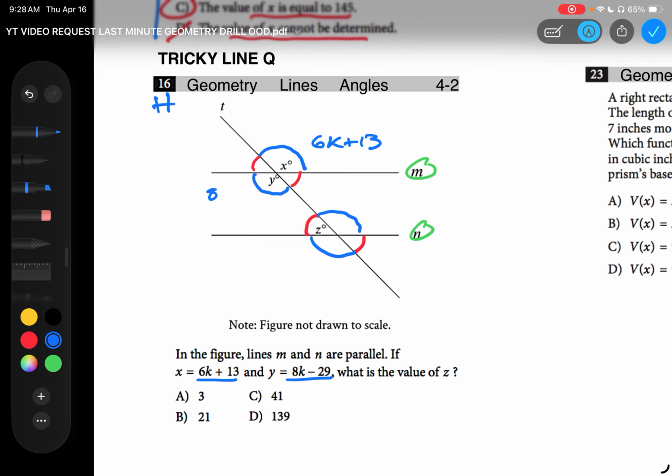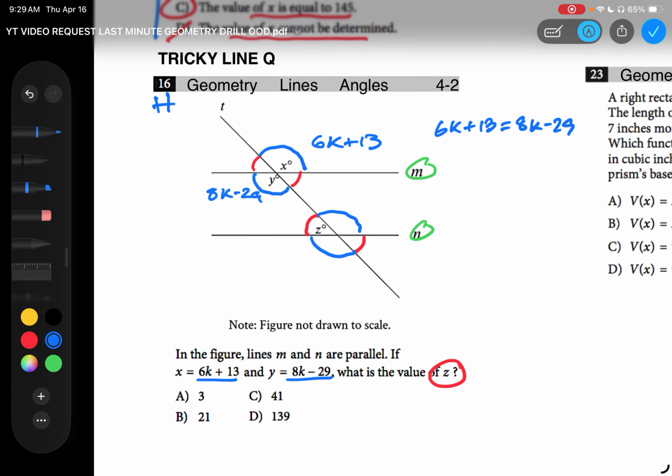That means that this angle is 8k minus 29. All right, then what is the value of z? Now how do I figure out the z? They got me doing some extra work. So now they're combining algebra with the geometry. If I know those two angles, the two blue angles, are going to be equal to each other, let's set these equal to each other. 6k plus 13 is equal to 8k minus 29. I need to solve for k.